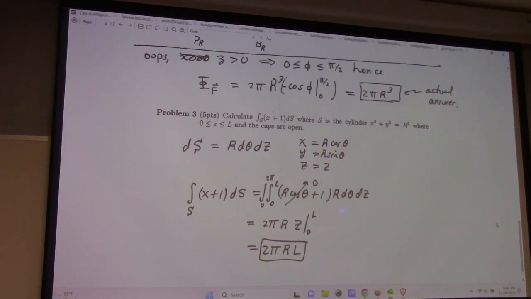Yeah, theta I've linked to the L, which is not right. This 0 to L should go with dz, and the 0 to 2 pi should go with d theta. So that's what I get for hurrying. But anyway, that integrates to 0, and the answer is still right, thankfully.